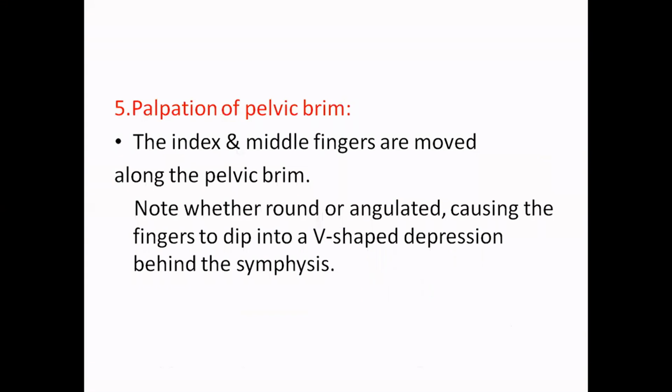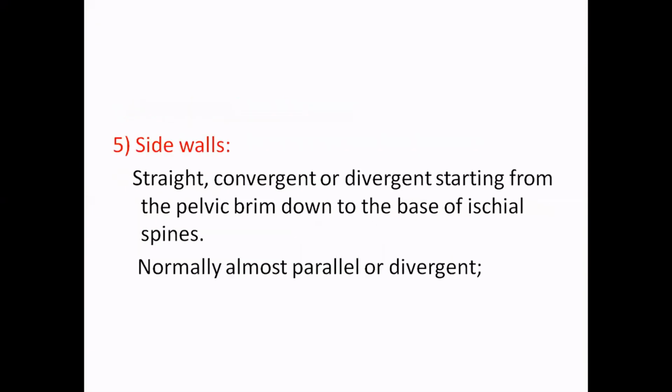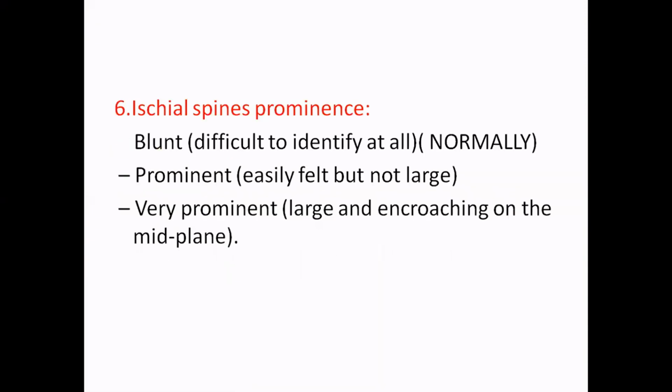Next, we should palpate the pelvic brim. For this, the fingers, mainly index and middle fingers, are moved along the pelvic brim. Note whether this is round or angulated, causing fingers to dip into a V-shaped depression behind the symphysis. Next, we should assess side walls. The side wall is straight, convergent or divergent, starting from the pelvic brim down to the base of the ischial spine. Normally, it is almost parallel or divergent.